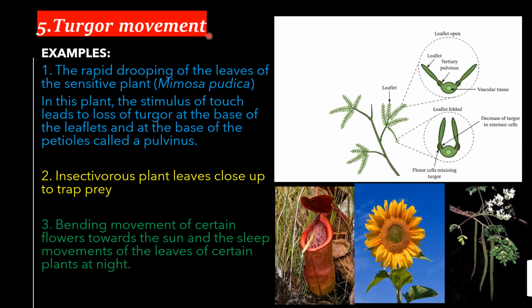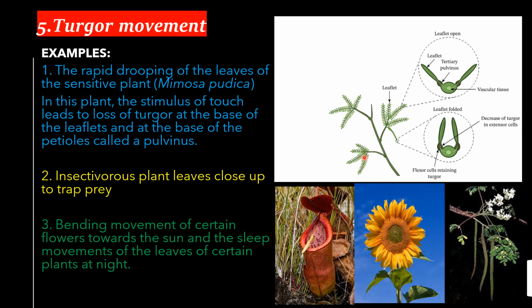Turgor movement is another use of turgidity to plants. Example, the rapid drooping of the leaves of the sensitive plant. Mimosa pudica is a sensitive plant. The common name of Mimosa pudica is touch-me-not plant. If we touch the leaves of this plant, what will happen? It will droop very fast, right?